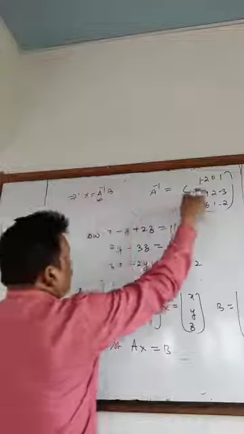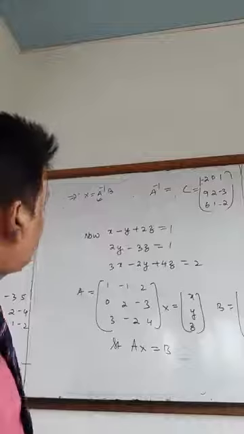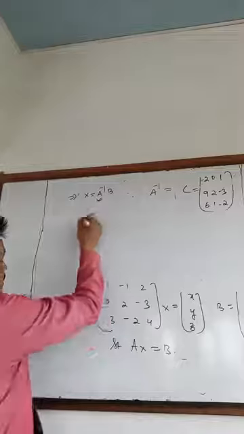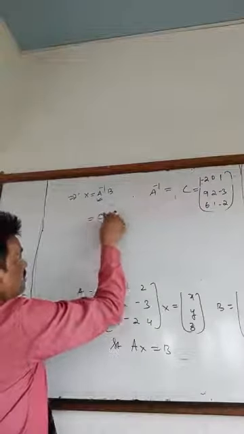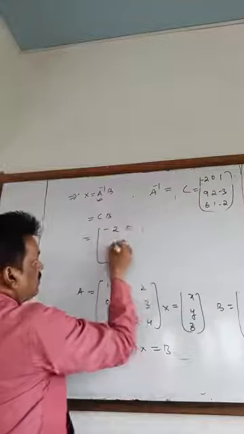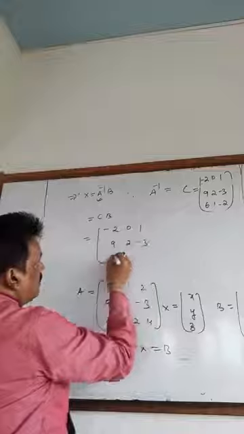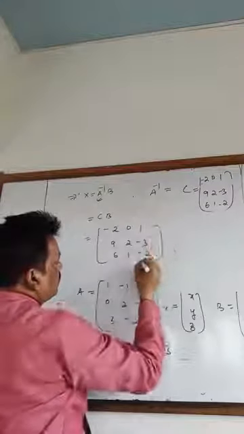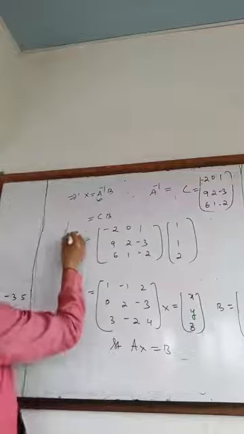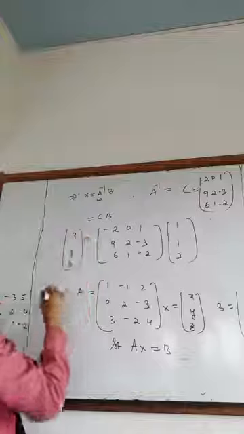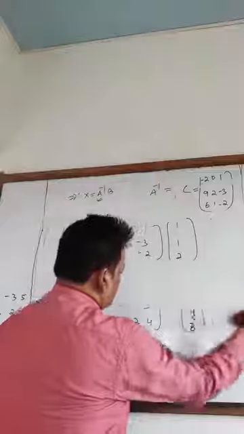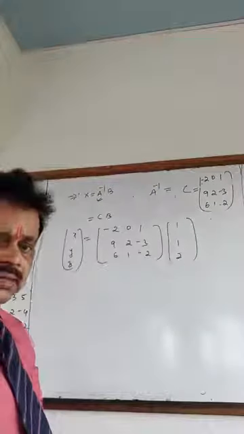A inverse you have already found out. That means what is your A inverse? So A inverse means C, so that is CB, because your A inverse equals C. C means minus 2 0 1, 9 2 minus 3, 6 1 minus 2. And your B is 1, 1, 2. This is the value of which one? X, Y, Z. If this is the value of X, Y, Z, then let's multiply.